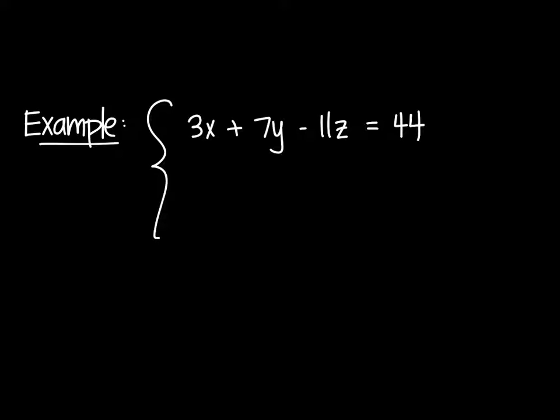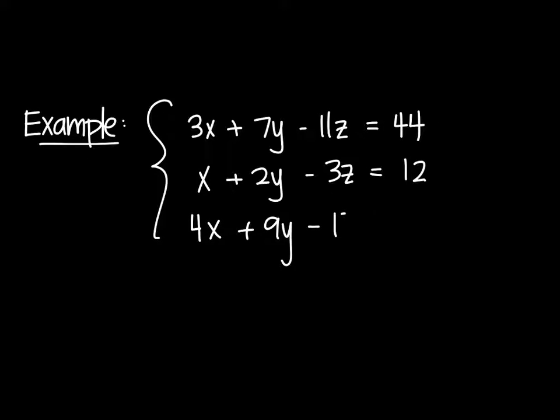All right, so 3, 7, negative 11 equals 44. x plus 2y minus 3z equals 12. And 4x plus 9y minus 13z equals 53. All right, your job before you make this into a matrix is to make sure all the numbers are there. So what number is not there that I need to add?